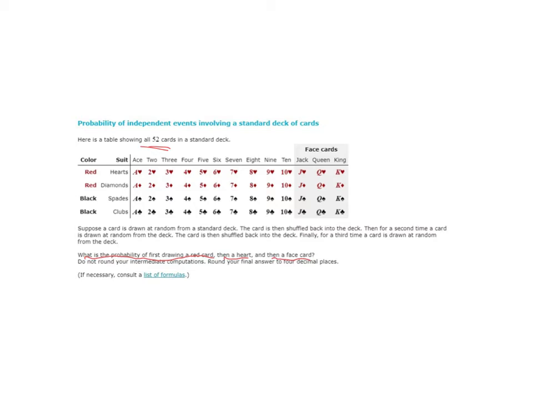So first question is, how many red cards are there? Well, out of these, they're all the red cards right there. Half the deck is red. So out of that 52 card deck, you got a 26 out of 52 chance of getting a red card, because half the deck's red. If you count all those little red cards right there, you get 26.